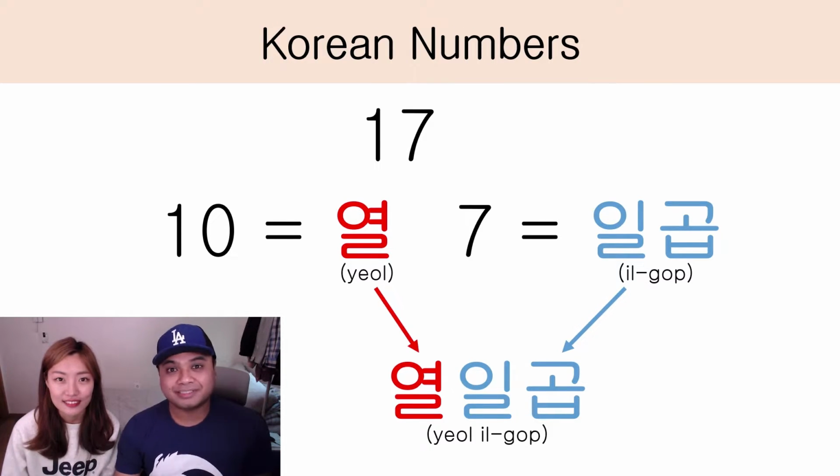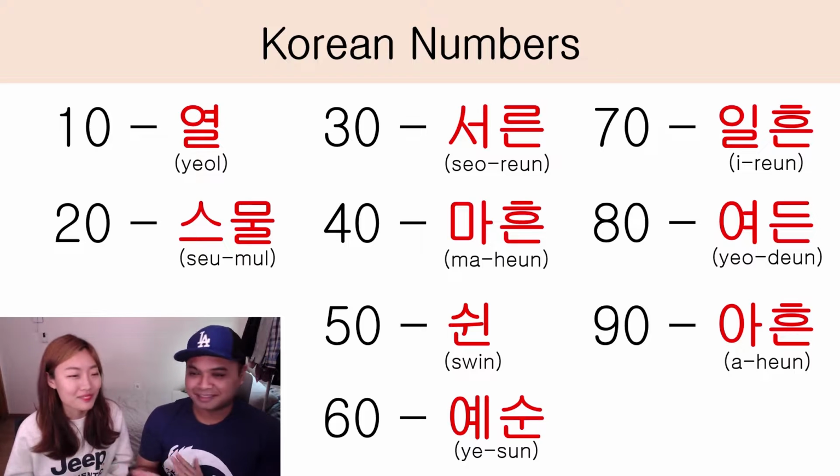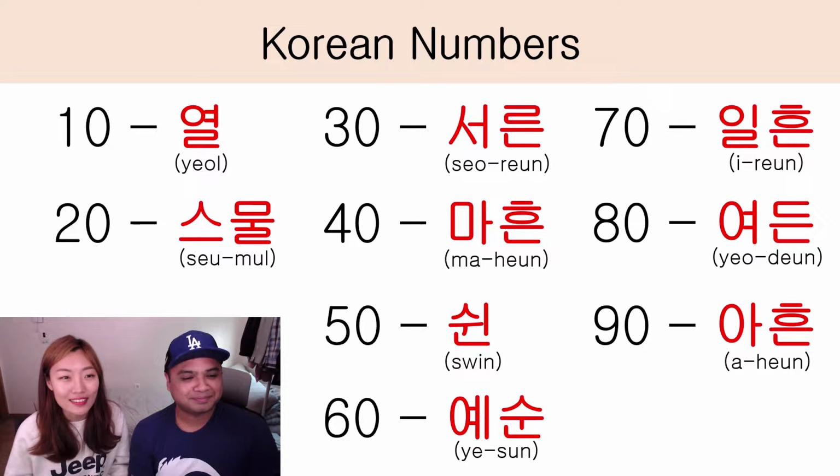Then how do you say 20? On this page, we're going to teach you how to say the numbers by tens. So Dana, take it away. Okay. 10 is 열. 20 is 스물. 30 is 서른. 40 is 마흔.